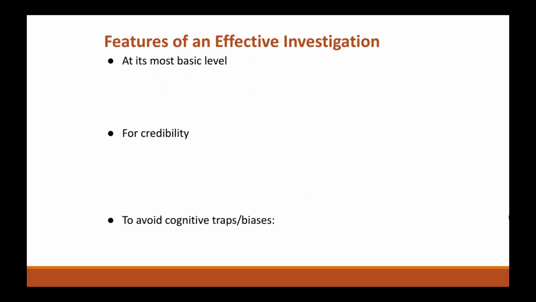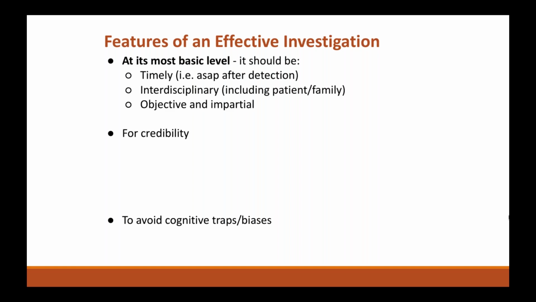Okay, so before we move on to looking at the comprehensive investigation, let's have a look at the features of an effective investigation. At its most basic level, an investigation should be timely. It should happen as soon as possible after the incident is detected. It should be interdisciplinary, and as already mentioned, it should include patient and family members. They need to know that the investigation is being conducted. They may not want to be directly involved, but we should offer to involve them as much as possible. It should be objective and impartial.